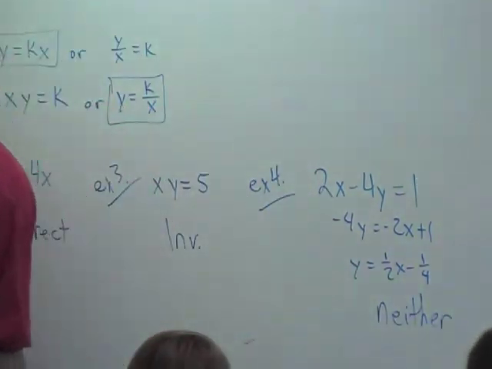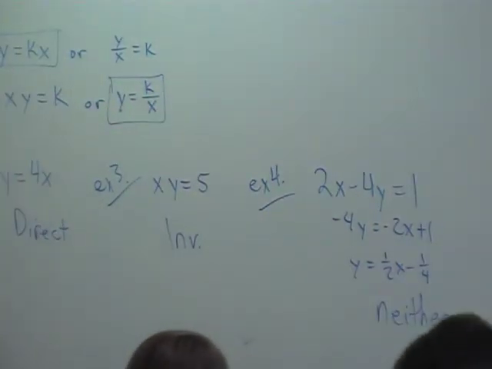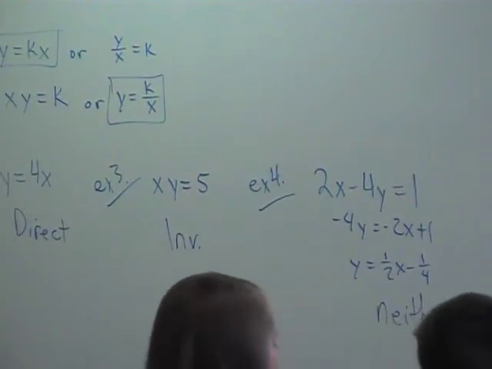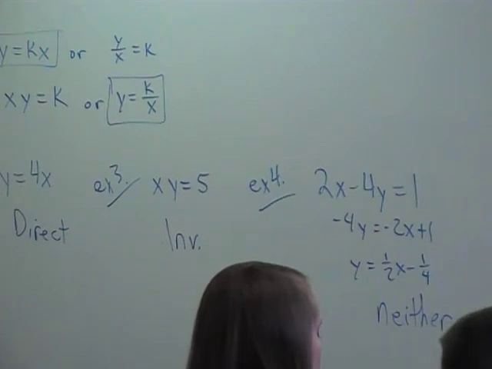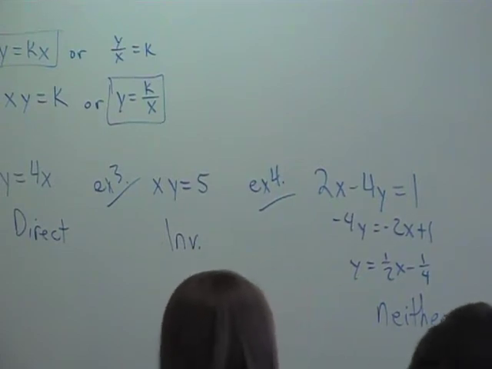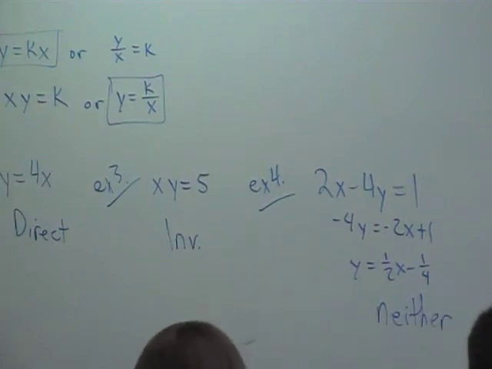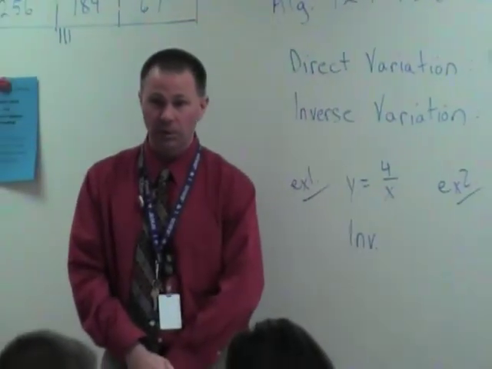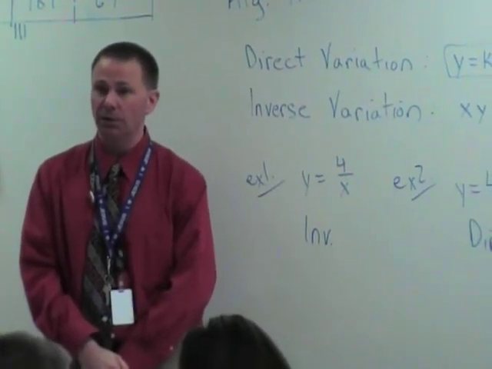Sometimes they call this indirect variation. Everybody calls it inverse variation. Okay? So that's just looking at an equation. You should be able to spot that. Now, from here on out, you should remember this stuff. Like all of you did when you were doing your mixed review and you asked what direct variation was.